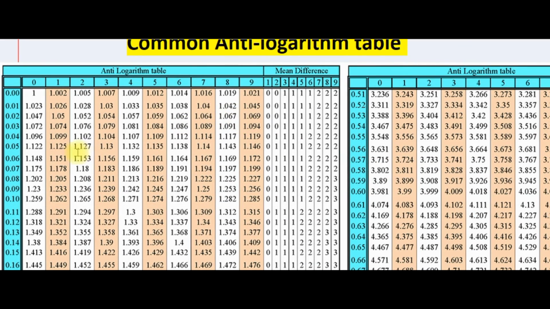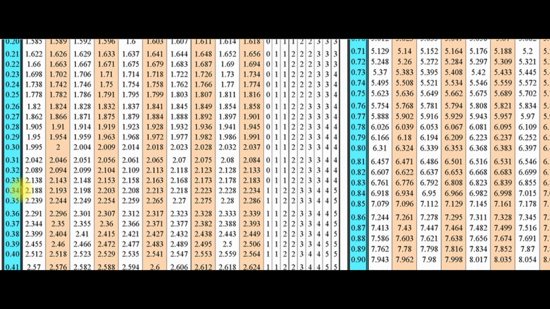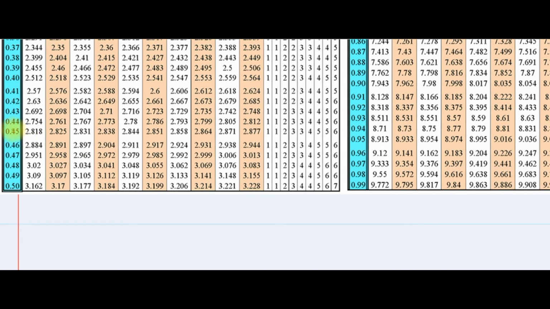See the antilog table, 45. Remember I told you this is the 0.4, the mantissa part. So 45 under 5: 0, 1, 2, 3, 4, 5. Difference 3: 1, 2, 3. So you add plus 2. So plus 2 is now 2853. If you remember, let's go and check.